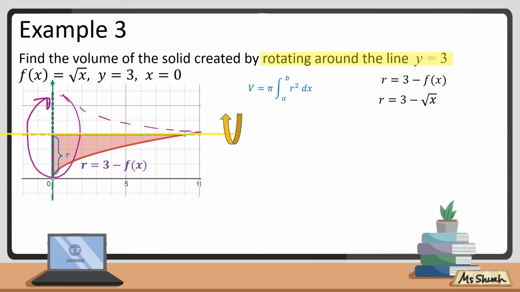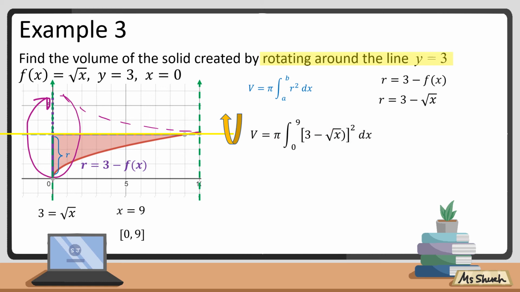And we have to identify the lower and the upper bound, and we're given the lower bound of x equals 0. And right here is our upper bound, and the upper bound is where our function and the axis, the line of rotation, intersect. So let's go ahead and set them equal. And we can see that when x equals 9, these two functions intersect. So let's go ahead and plug in these values: we have our lower bound of 0 and upper bound of 9, and here is our radius.